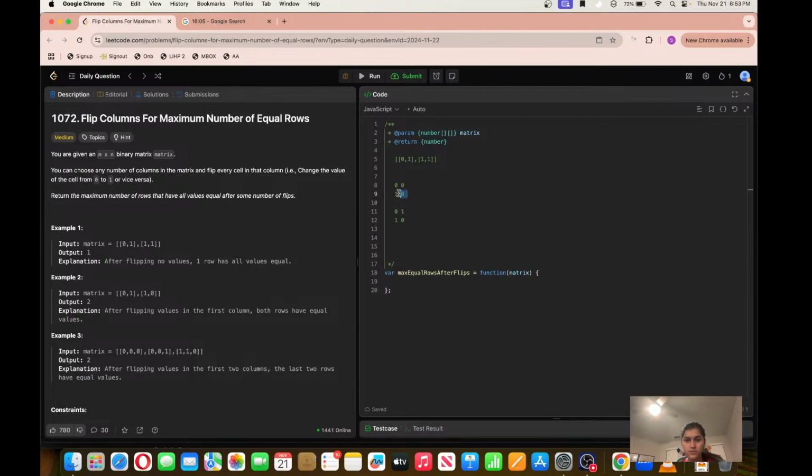0 1 and 1 0. So here I can flip it to 0 and again this can be flipped to 1, so 2 will be the answer, right? So it is good if I have different values in different rows, then it would be easier. Okay, so let's look at this.